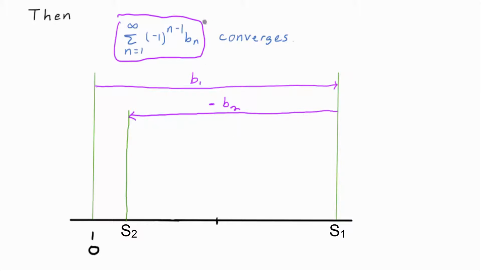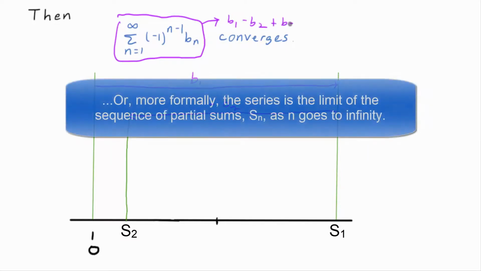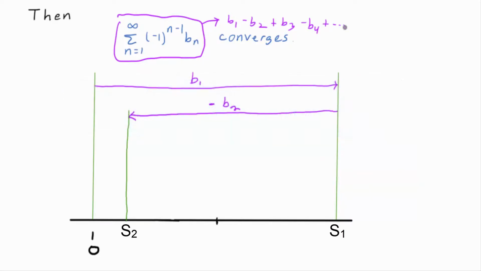Remember what this series represents: b_1 minus b_2 plus b_3 minus b_4, plus dot dot dot. I'm drawing a pictorial representation of that. Pictorially, those are the first two terms, so you end up here after the first two terms.